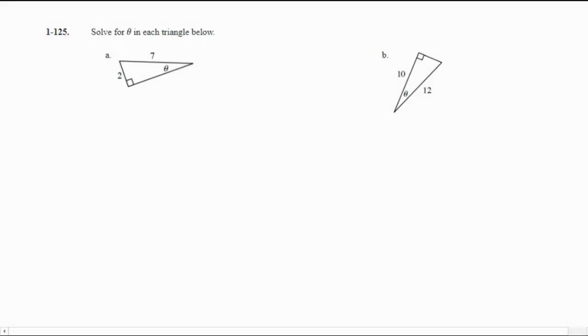You're asked to solve for theta, or the angle, in each triangle. So in this one here, we are looking for these small little angles here. We need to know SOHCAHTOA because that is going to help us set up this equation. I'm going to use sine for this one because I'm looking at the opposite side and the hypotenuse. So sine of theta, or this angle here, is equal to the opposite over the hypotenuse.